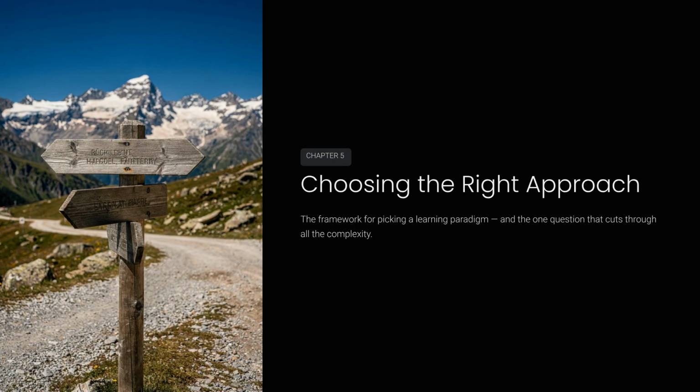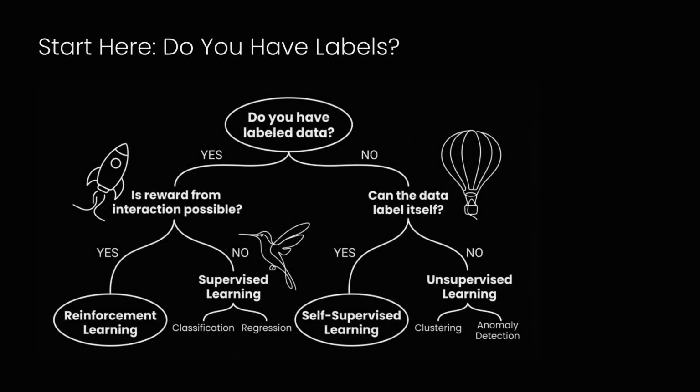Chapter 5 provides the framework for choosing the right machine learning approach. It helps simplify the complexity of selecting the correct training paradigm for your specific problem. The most fundamental question is, do you have labels? This single query is the initial pivot point that determines whether you pursue supervised, unsupervised, reinforcement, or self-supervised learning.